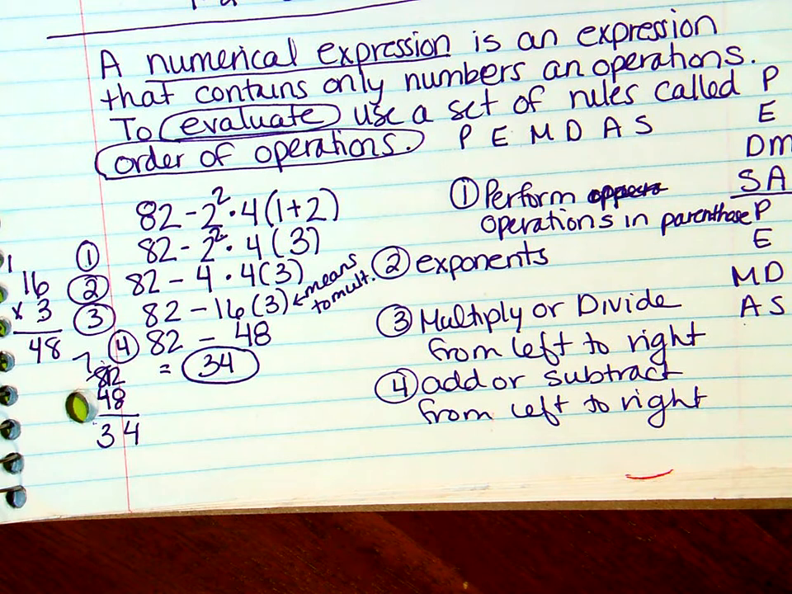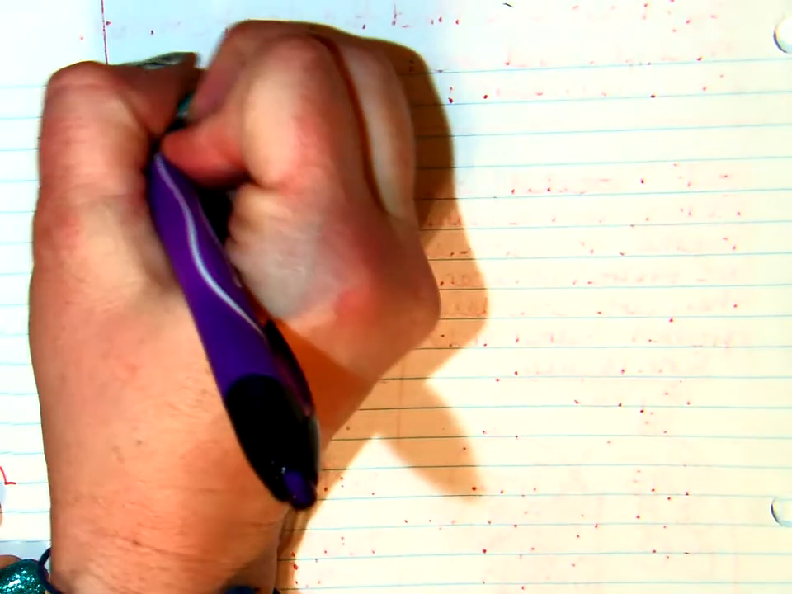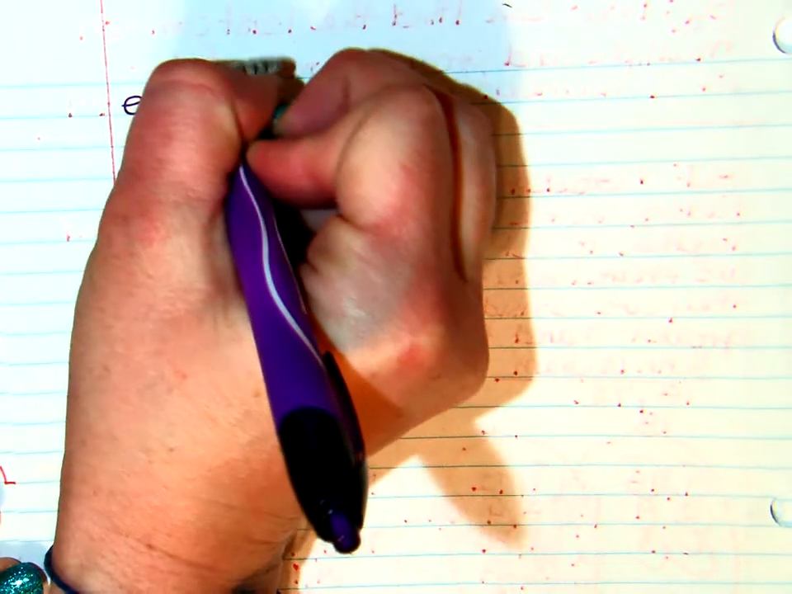Okay, remember that your parentheses can be brackets, they can be parentheses. Also remember that an exponent is a repeated multiplication problem where you multiply the bottom number as many times as the top number tells you by itself. All right, let's do another practice problem. We're going to write evaluate. Remember, fancy word for solve.